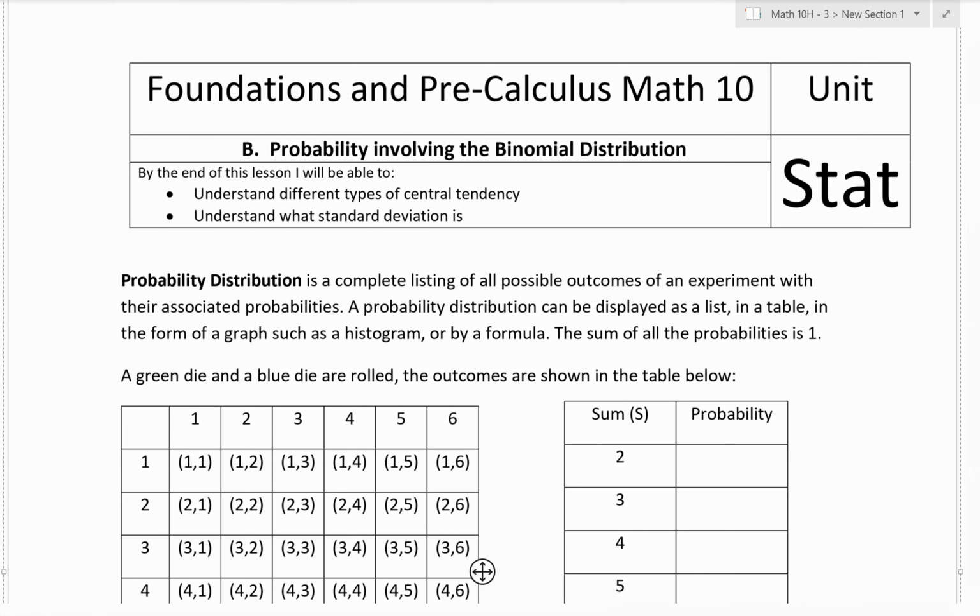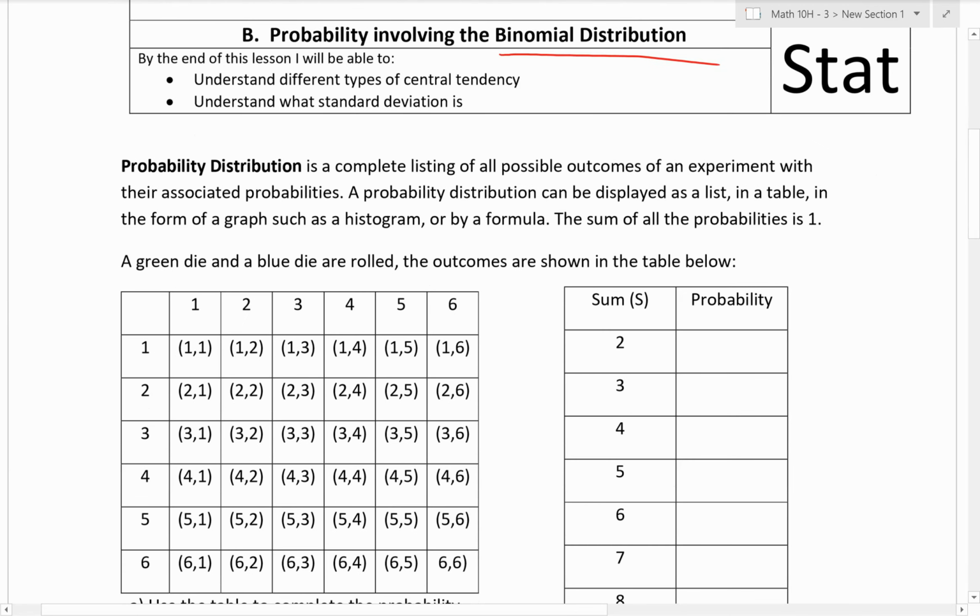I know the calculation could be tedious, but they do give us some useful information, okay? We are going to be looking at probability today, actually. And we're going to be looking at probability involving the binomial distribution, okay? So this binomial distribution basically is what we're looking at today. But first, let's look at probability distribution.